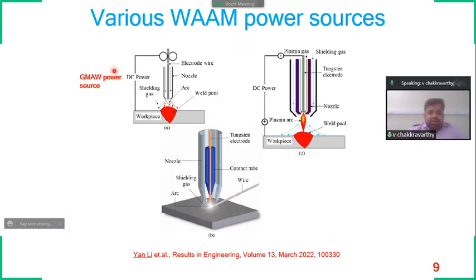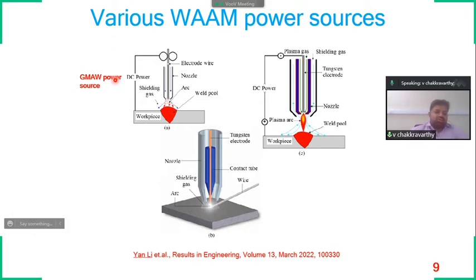And this particular power source is capable of depositing any grade of aluminum, like aluminum 2024, aluminum 2319, even aluminum 4043 alloys. It can even process Inconel alloys, I mean nickel based superalloys, like Inconel 718, Inconel 625, even duplex stainless steels, stainless steel 316L, even titanium Ti-6Al-4V alloy. Such varieties of materials can be fabricated using the GMAW power source.